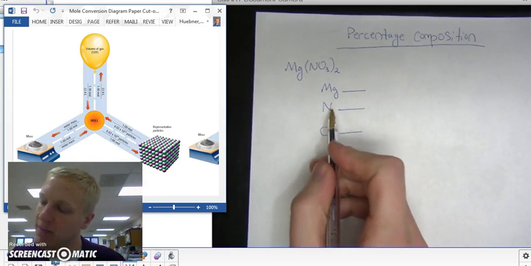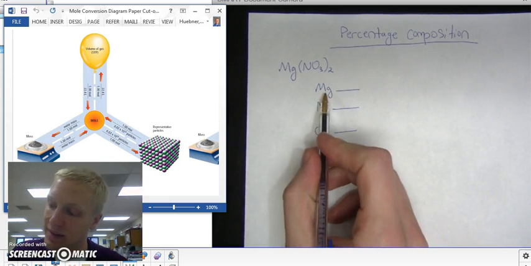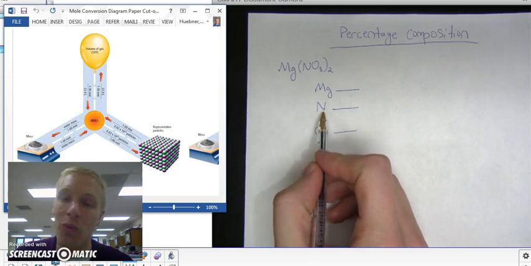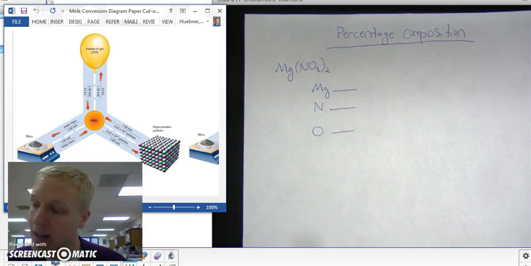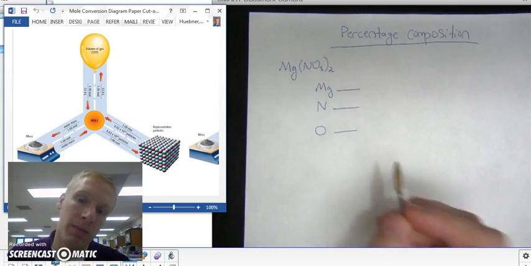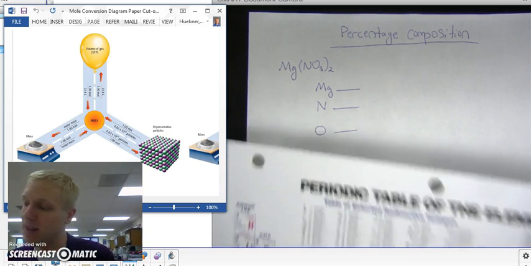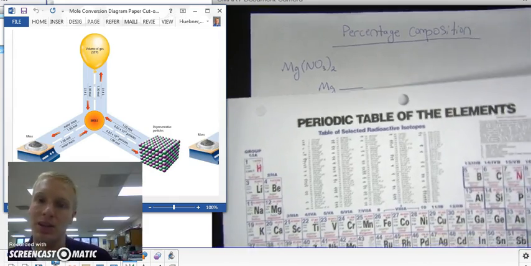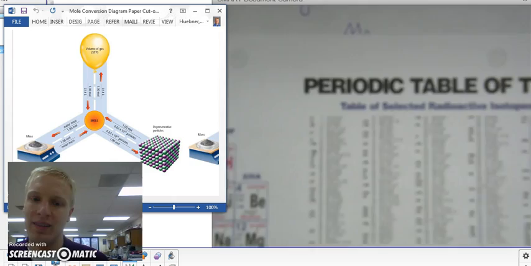We've got magnesium, nitrogen, and oxygen that compose this compound. We want to figure out what percentage is magnesium, what percentage is nitrogen, and what percentage is oxygen. So first of all, what I always start with doing is finding the molar mass of the magnesium nitrate molecule, the overall molecule. In order to do that, I need to have a periodic table. So looking at it, we'll zoom up. I know it's kind of hard to see.